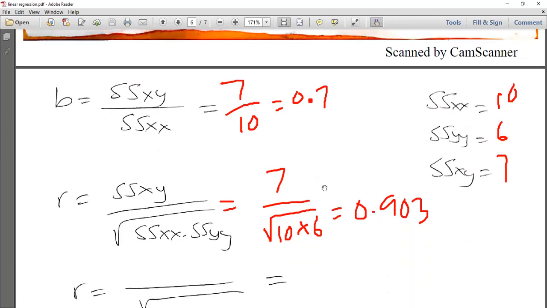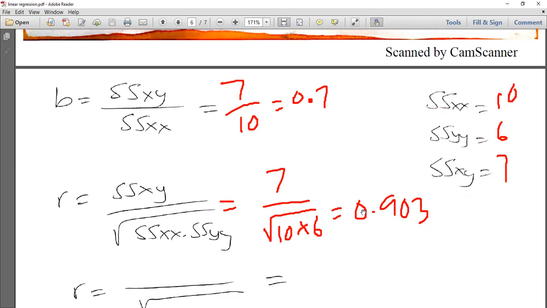Then when we go to our r, having calculated our slope as 0.7, our r is sum of squares xy over the square root of sum of squares xx times sum of squares yy. So where there is xy, we put 7, xx 10, yy 6. When we square root this, we get 7 over root 60, which is 0.903. So this is our r. Remember, r stands for the coefficient of correlation. At this point, we're only interested in the sign, which in this case is positive.